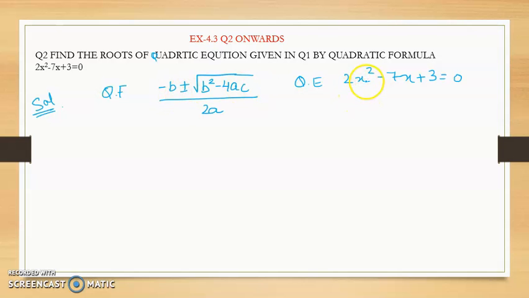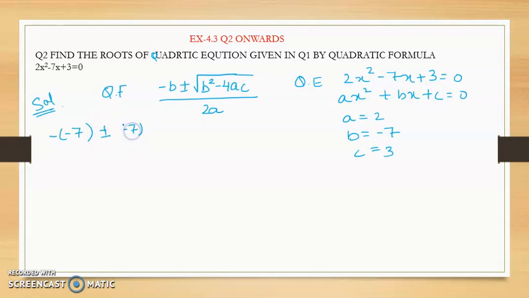Now compare this equation with the standard form of a quadratic equation. What is the standard form? ax square plus bx plus c is equal to 0. So from here you can directly write a is equal to 2, b is equal to minus 7 and c is equal to 3. Now substitute in the quadratic formula and solve. What is the value of b? b is minus 7, right? Plus minus the root of b square, so minus 7 whole square, minus 4. What is the value of a, students? a is 2. What is the value of c? 3. This whole square root upon 2a. What is the value of a? 2.